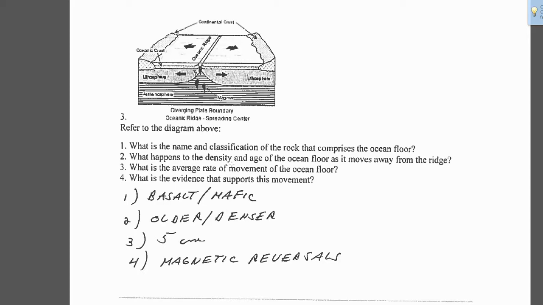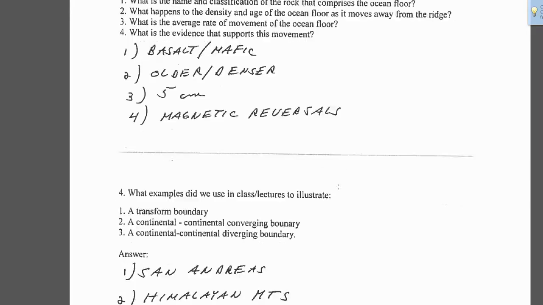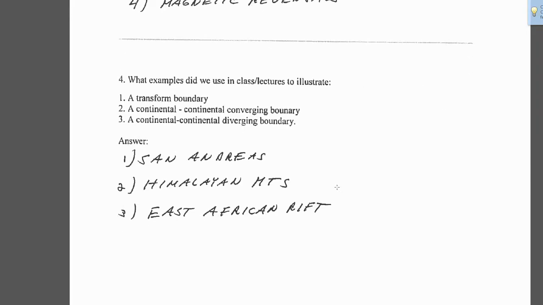within that range. What evidence? That was the whole idea of magnetic reversals. That was the whole activity we did on that. The examples in class illustrate a transform boundary.